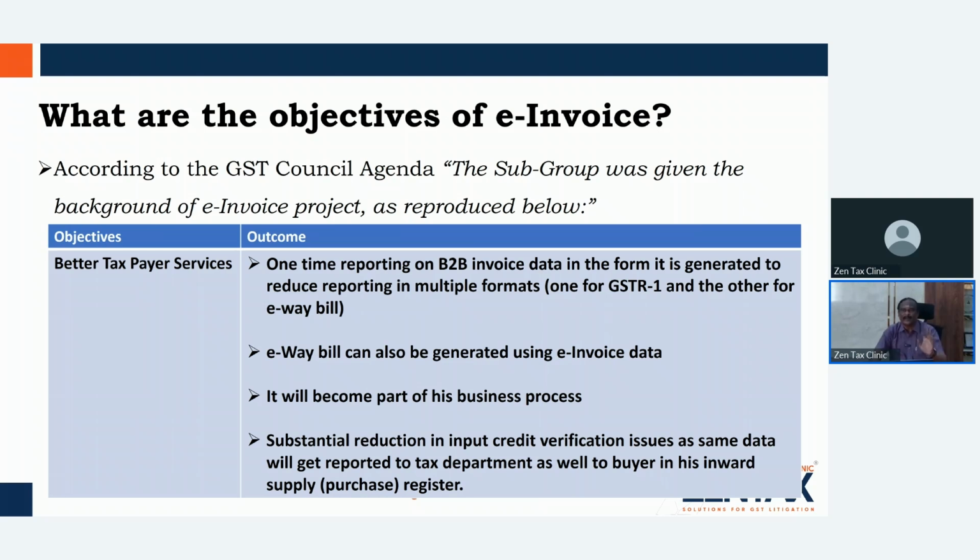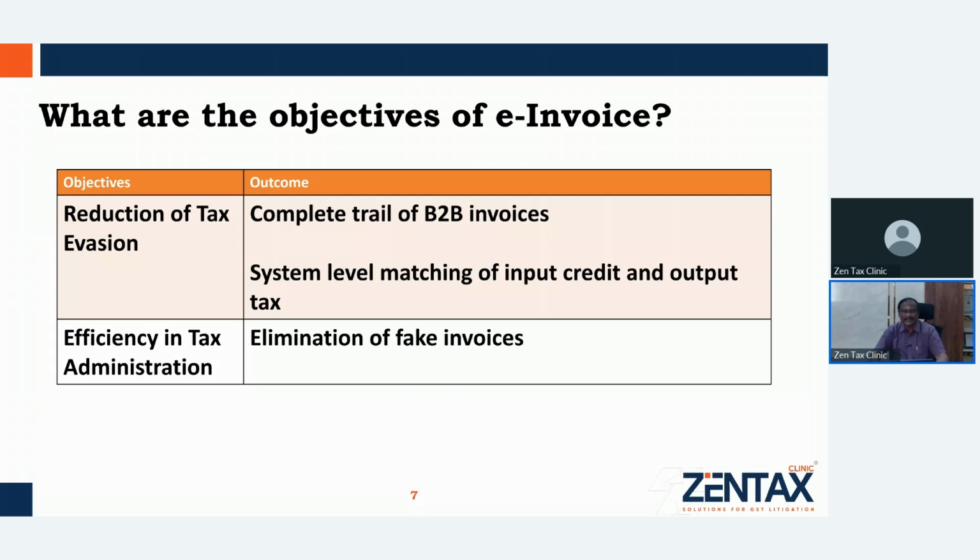What is the benefit for the government? See, government doesn't do anything unless there is a benefit to the government by introduction. So there must be some benefits for the government through this e-invoice project. What are the benefits that the government wants to get out of this e-invoice project? That is also given in this agenda. They say reduction in tax evasion. Complete trail of B2B.